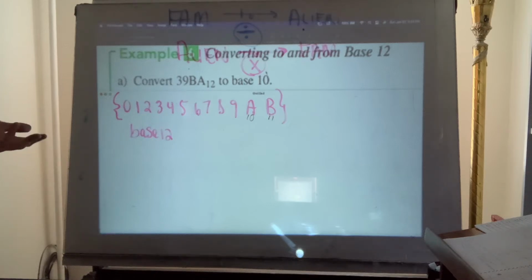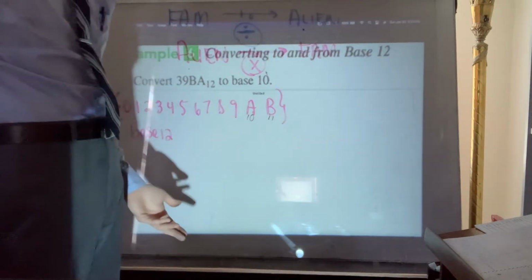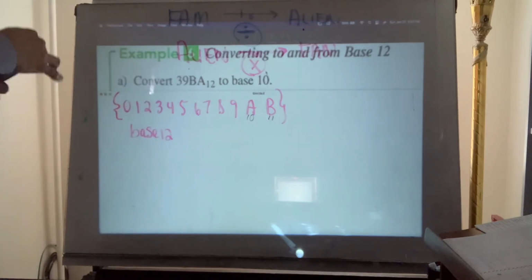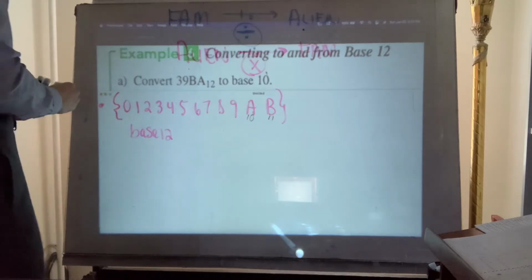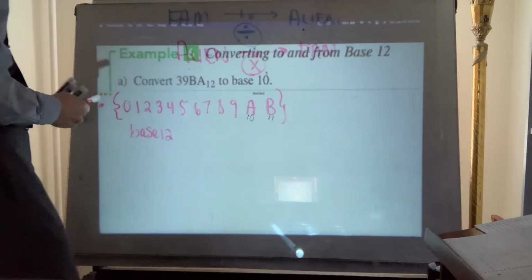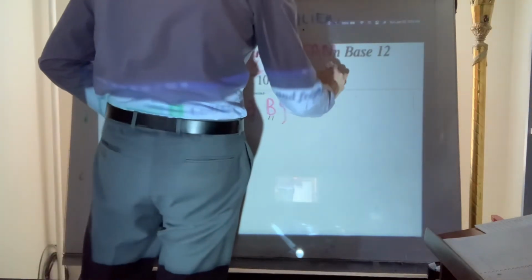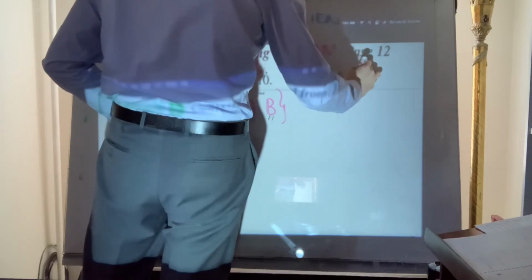Let us establish some position values now for base 12. It's a bit of a nuisance, but we must do that. Incidentally, there's a name for this. Duodecimal is base 12.